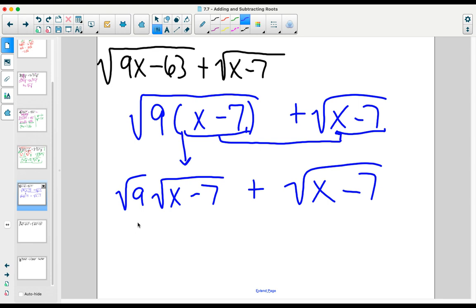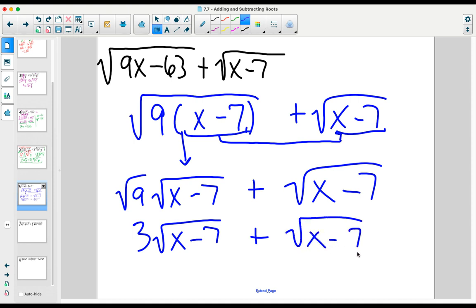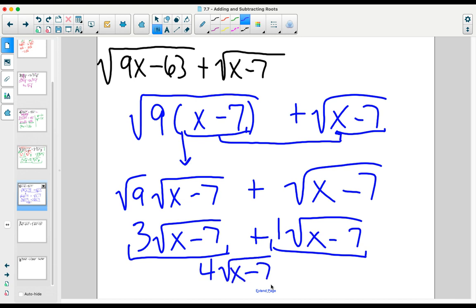Root 9 is really just 3. So this is 3 root x minus 7 plus root x minus 7. So here I have 3 root x minus 7s. Here I have 1 root x minus 7. So altogether I'm going to have 4 root x minus 7. And that comes from an understanding of the greatest common factor up here, and from our ability to split a radical off of its multiplication.